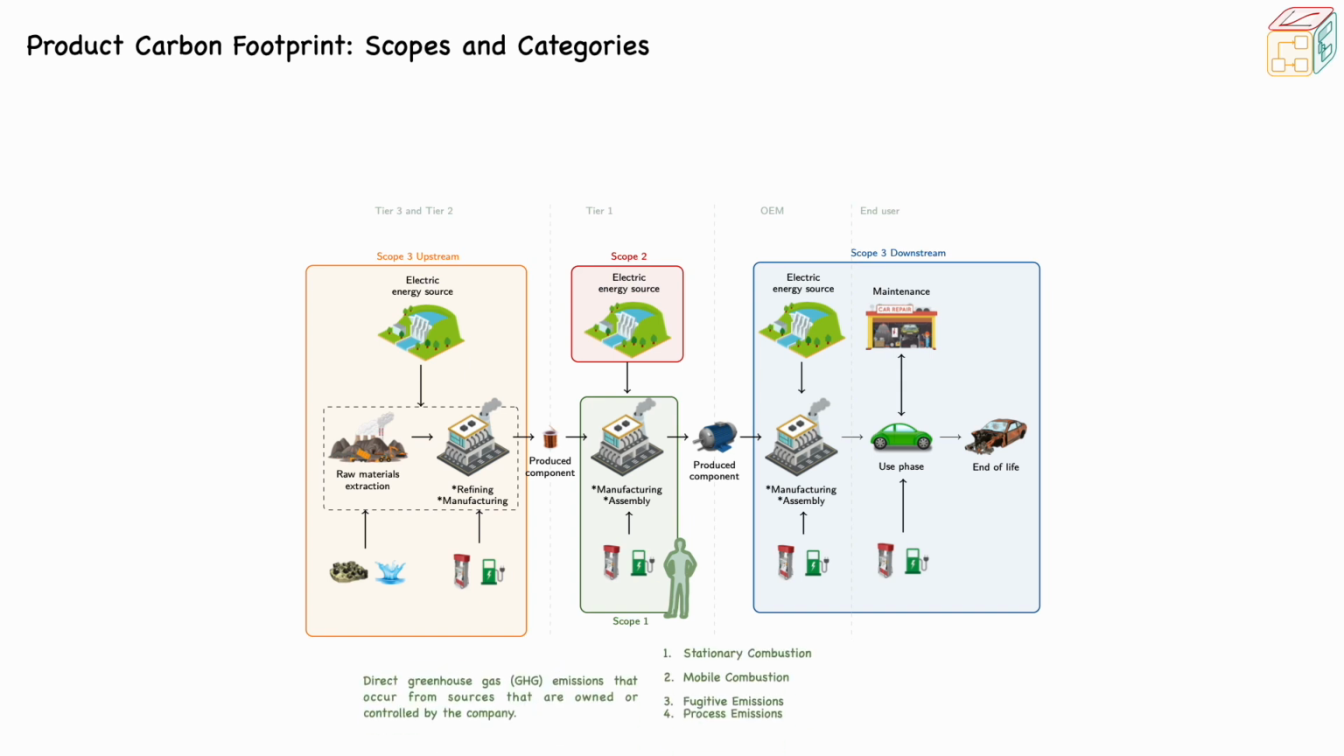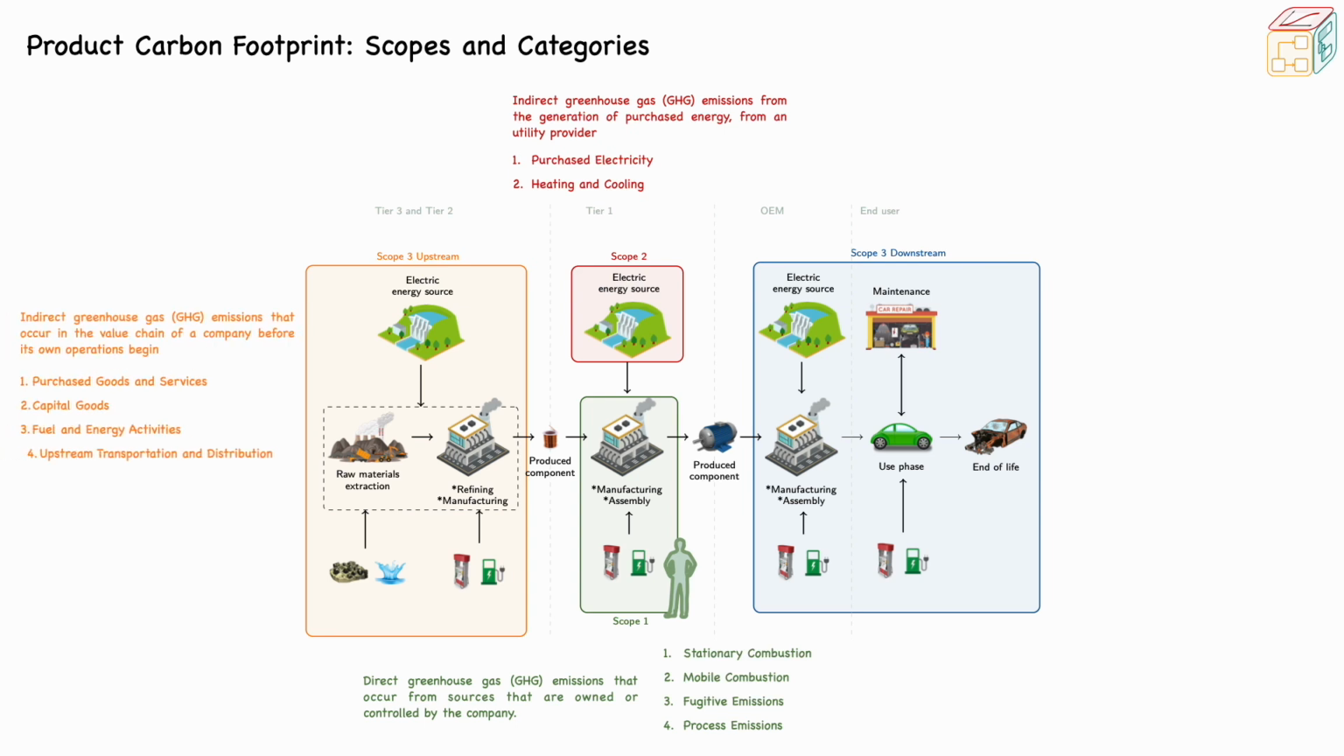Scope 1. Scope 1 is made of the direct greenhouse gas emissions that occur from the sources that are owned and controlled by the company. It is made of 4 categories. Scope 2 is made of indirect greenhouse gas emission from the generation of purchased energy from utility provider. It is made of 2 categories.